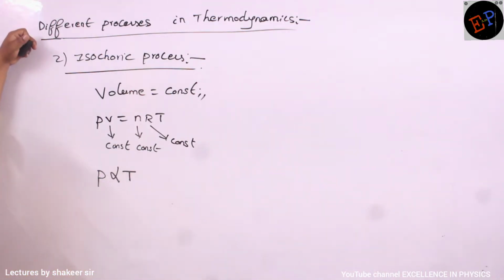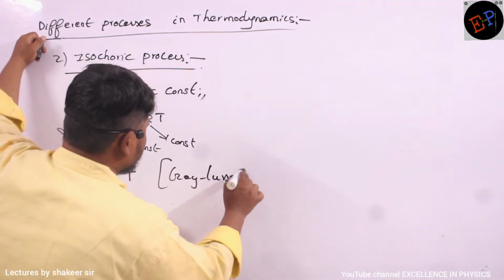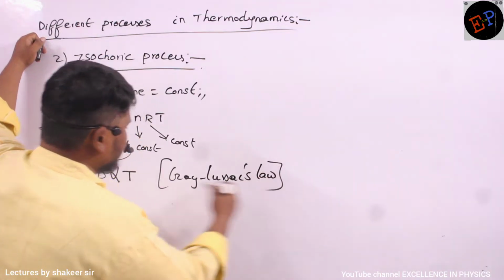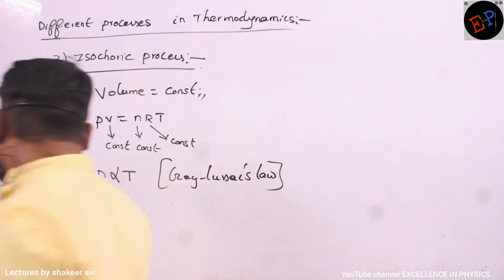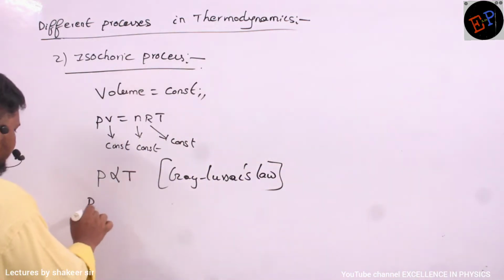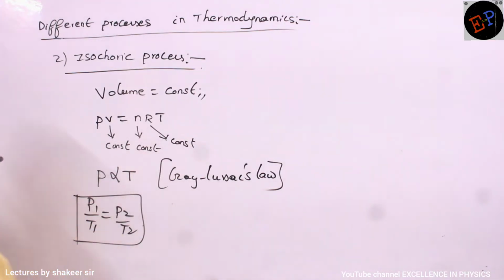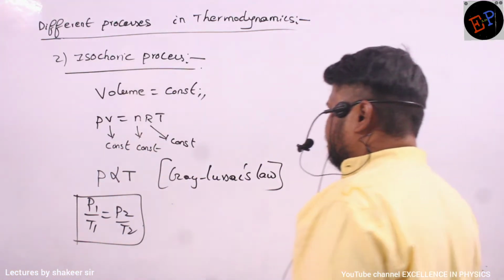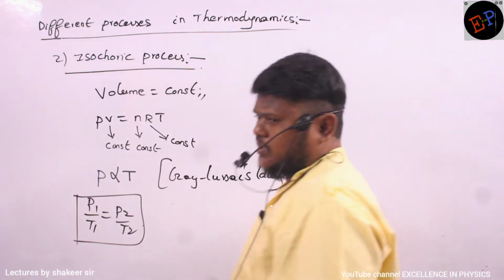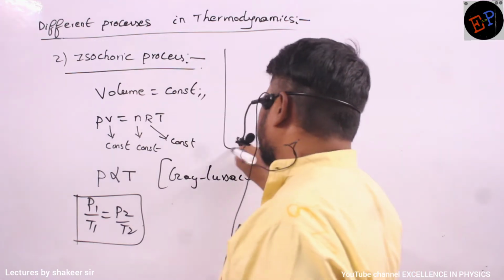What is this law? This is called Gay-Lussac's law. You can call this the pressure law also. Are you able to understand? So therefore, I can write P1 by T1 is equal to P2 divided by T2. You can write it like this also. No need of drawing the graphs, we have already drawn them many times. So we will directly study the first law of thermodynamics.